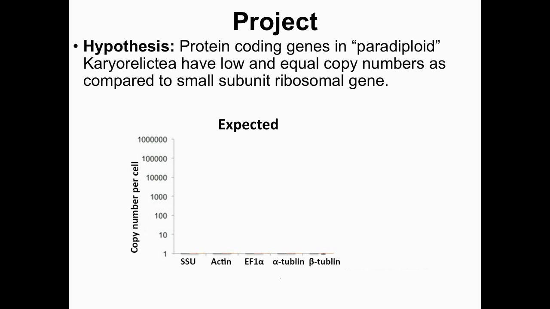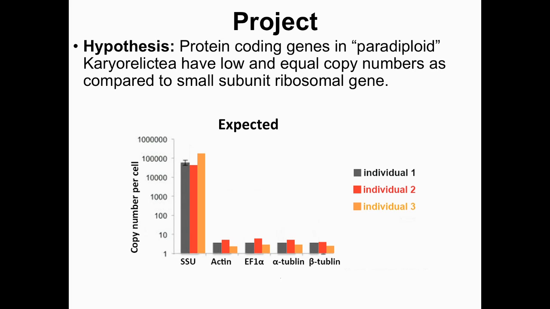And to draw an expected graph, the y-axis will be copy number per cell, and the x-axis will be different protein-coding genes versus SSU or DNA gene. What we expect is that all protein-coding genes will roughly have 2 copies, and we have a lot of SSU. And how can we get there?